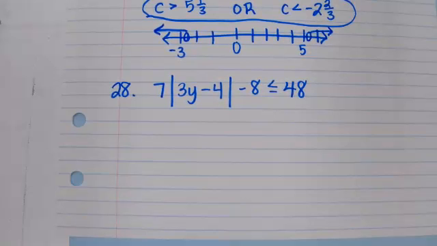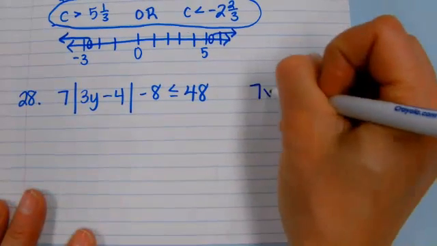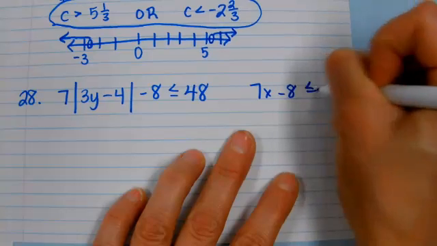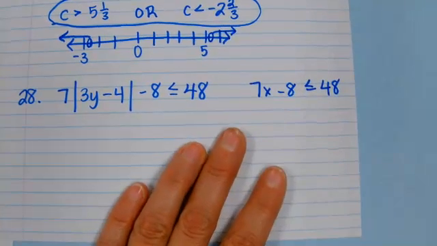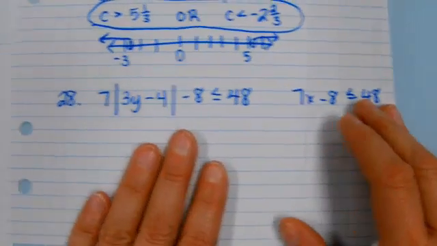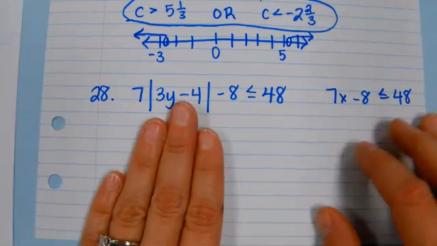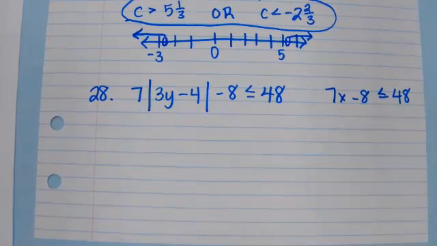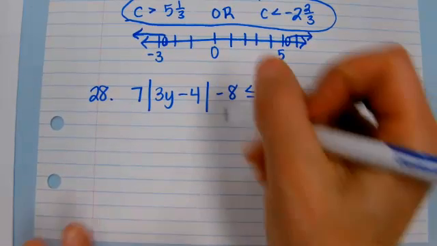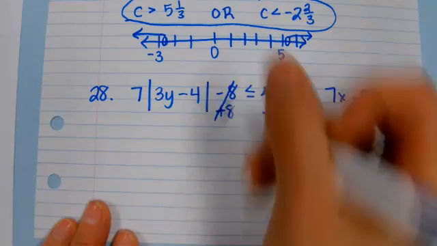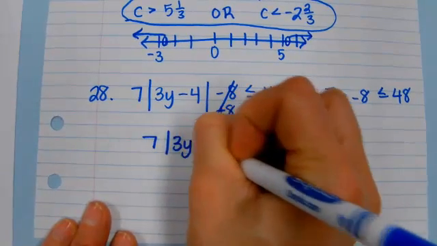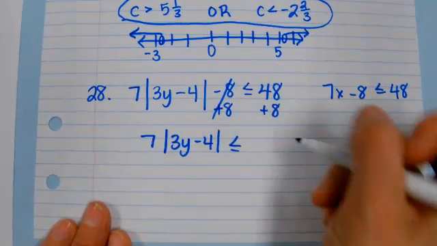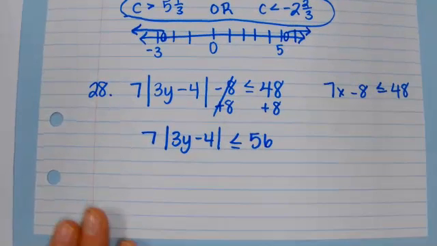I start by undoing the 8. Okay? It's just like solving an equation. Just a second. Sidebar, don't write this down. But if you were to do 7x minus 8 is less than or equal to 48, which one would you undo first? The 8, okay? The same rules apply here. So imagine that, okay? You're undoing PEMDAS, so the first thing you want to undo is add or subtract. So we're going to add 8 and add 8. So now we have 7 times the absolute value of 3y minus 4 is less than or equal to 56.